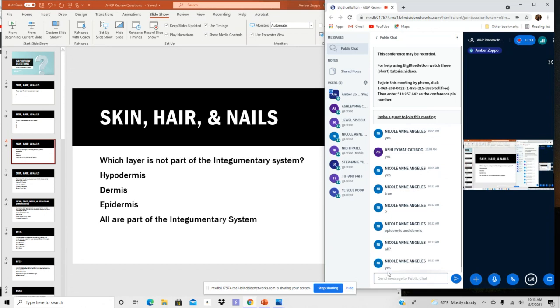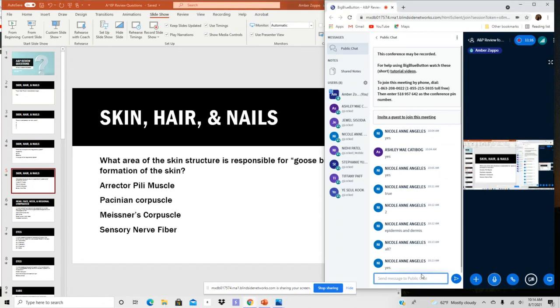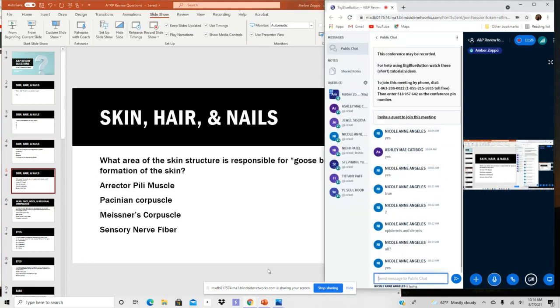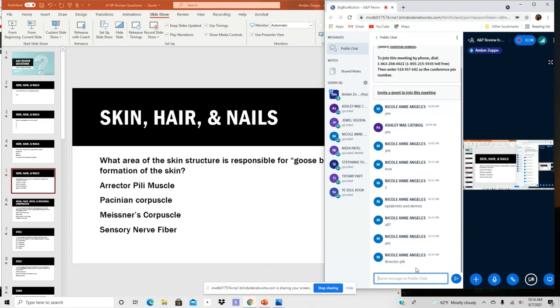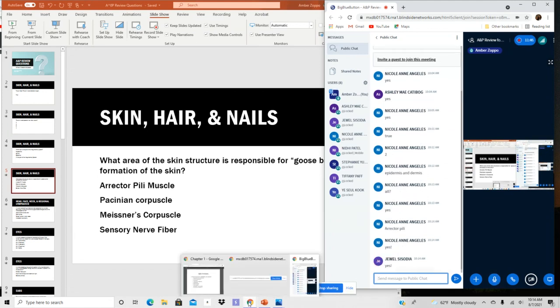Okay, good. So this is the last question that I have for this chapter, and then we'll move on to the next one. What area of the skin structure is responsible for the goosebump formation of the skin? Erector pili, yes, correct, Nicole. That's it. Okay, was that helpful doing these questions? Okay, so let's go on to the next chapter now.